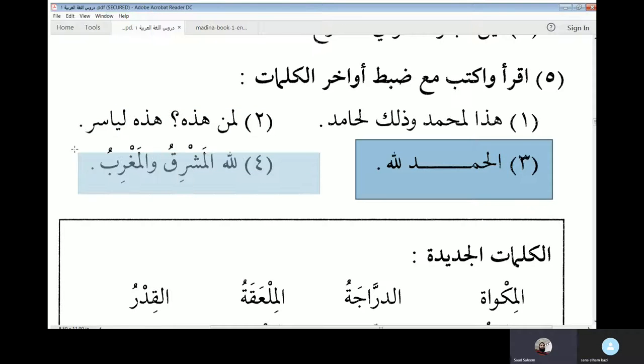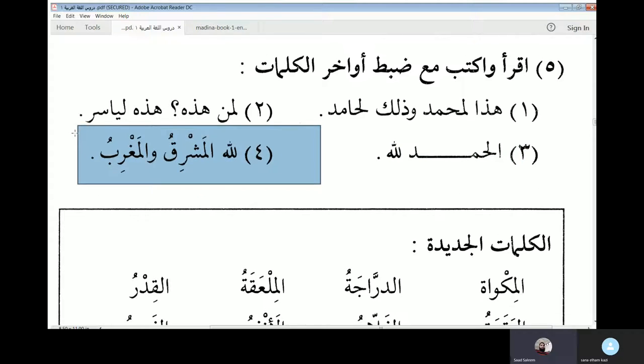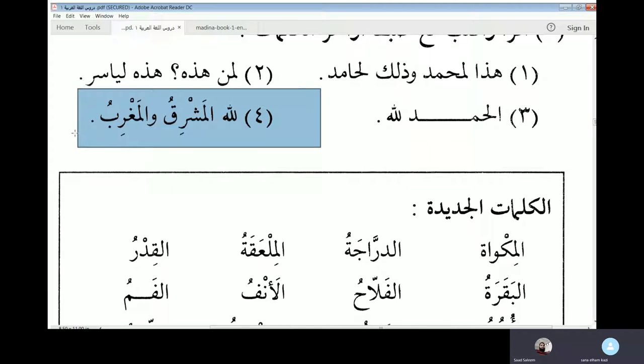Read the last one. Lillahi. When the harf jar li is used, we use kasra with the word lillahi. Lillahi al-mashriqu wal-maghribu, which means that for Allah belongs east and west.